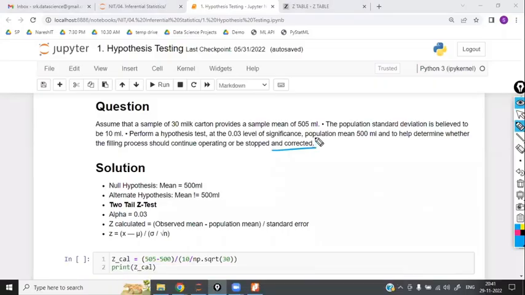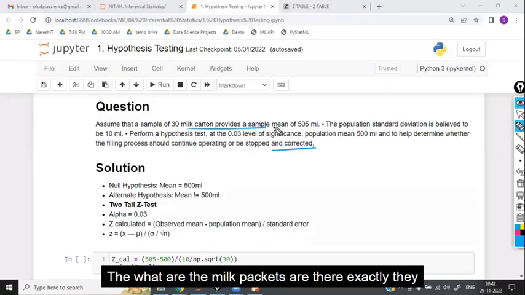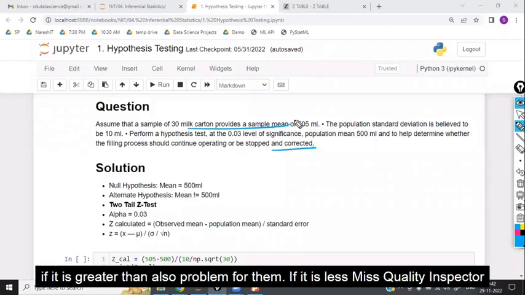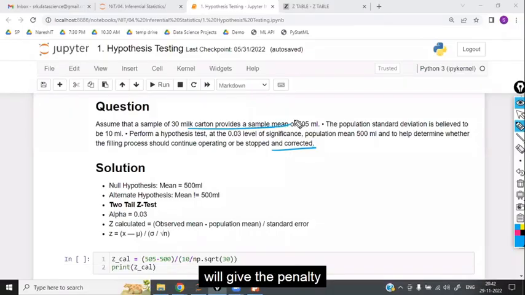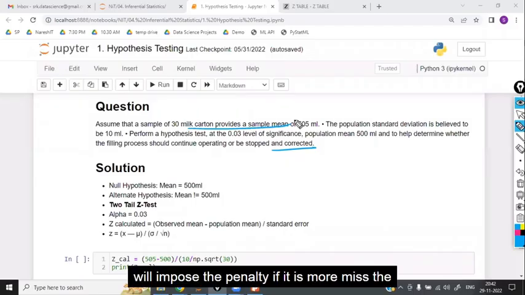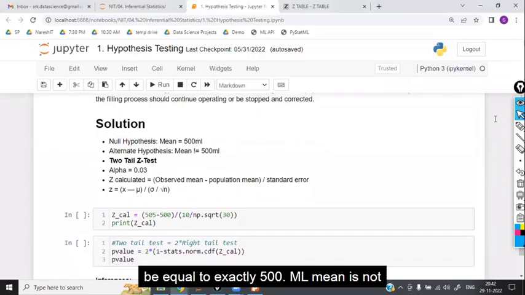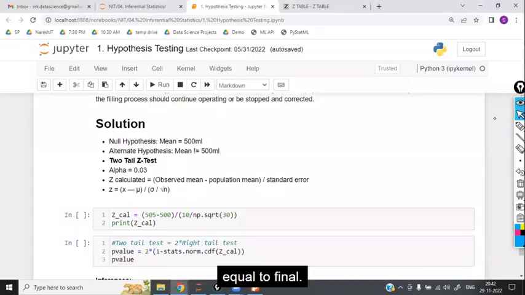For them, whatever milk packets there are, they should be exactly 500 ml. If it is less, it is a problem for them. If it is greater, it is also a problem. If it is less, the quality inspector will impose a penalty. If it is more, the company is going to make a loss. So they require the mean to be exactly 500 ml. The alternate is that the mean is not equal to 500 ml.